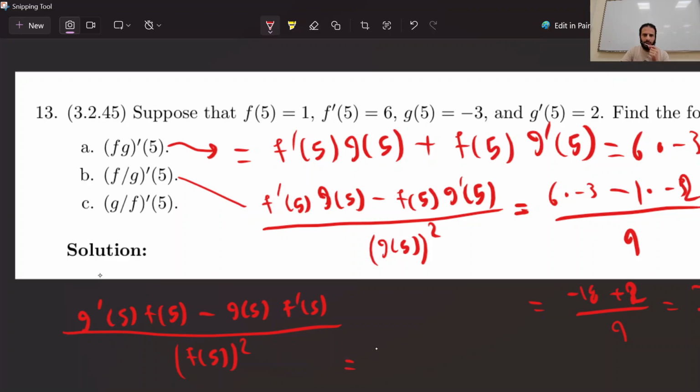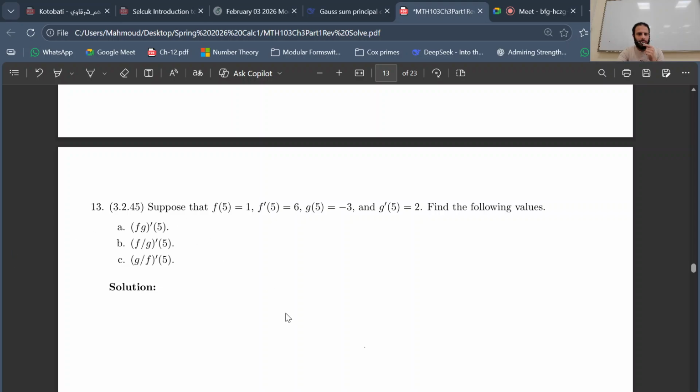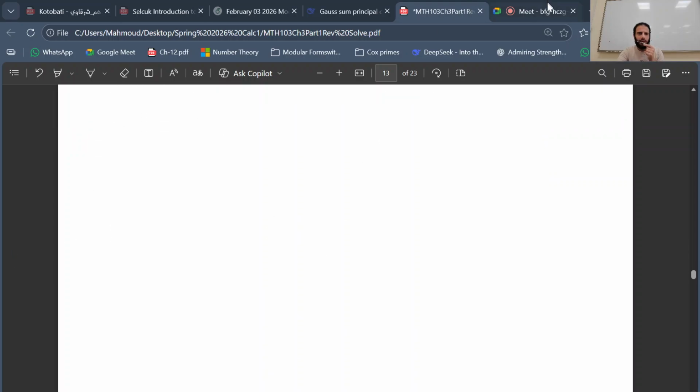G prime of 5 is 2. 2 times f of 5, which is 1, minus negative 3 times f prime of 5, over 6 squared. So 2 plus 18, 20 over 36. You can simplify if you want. Divide by 4, divide by 4, you get 5 over 9. Thank you. Now we are done with this one. Do you have questions about this?